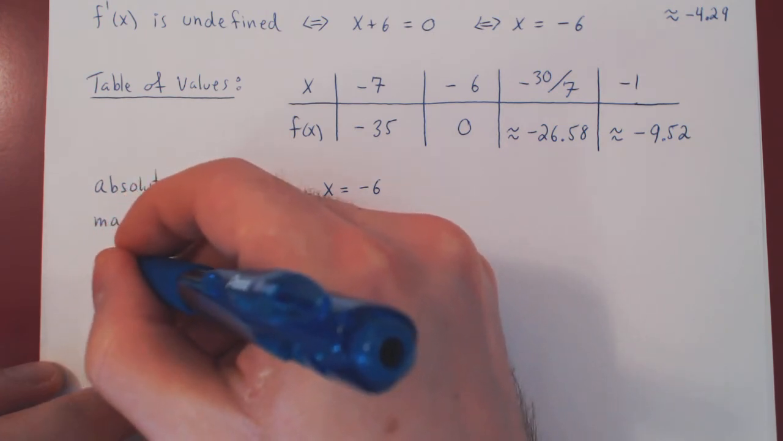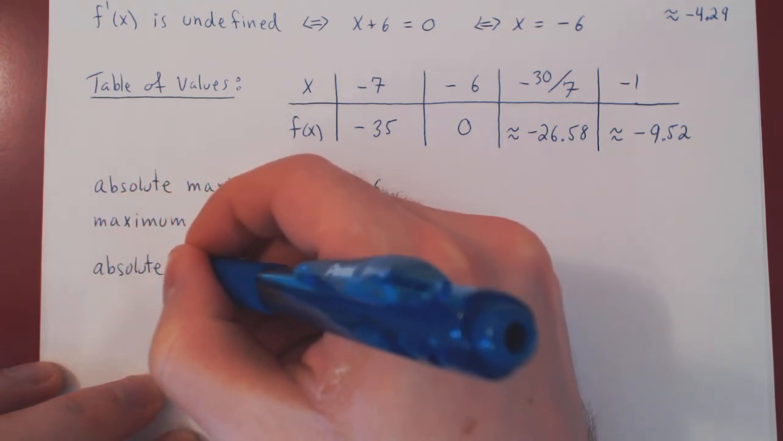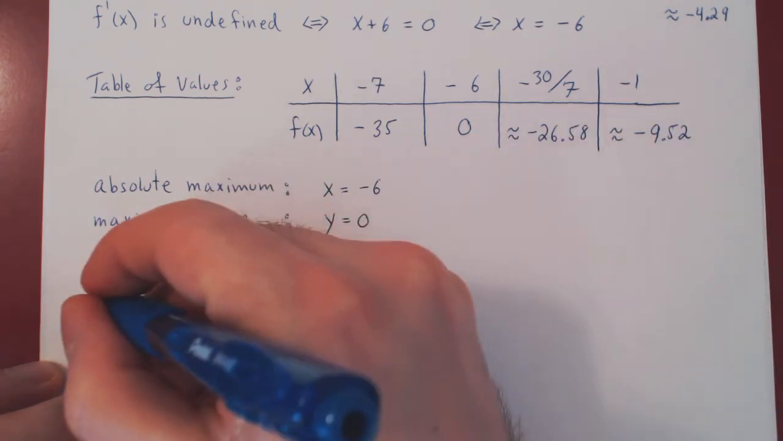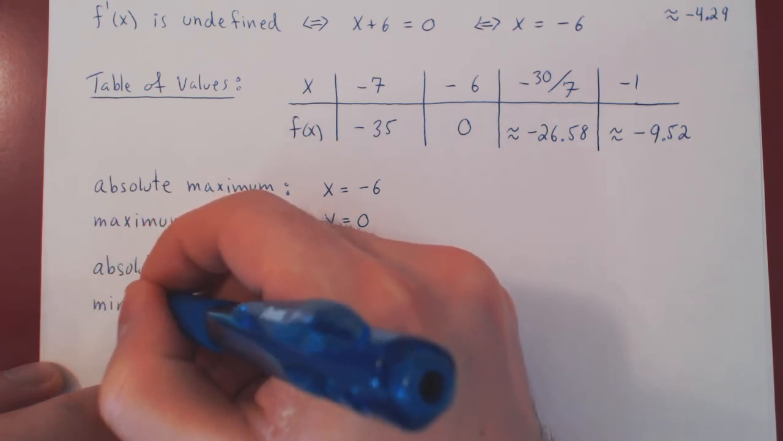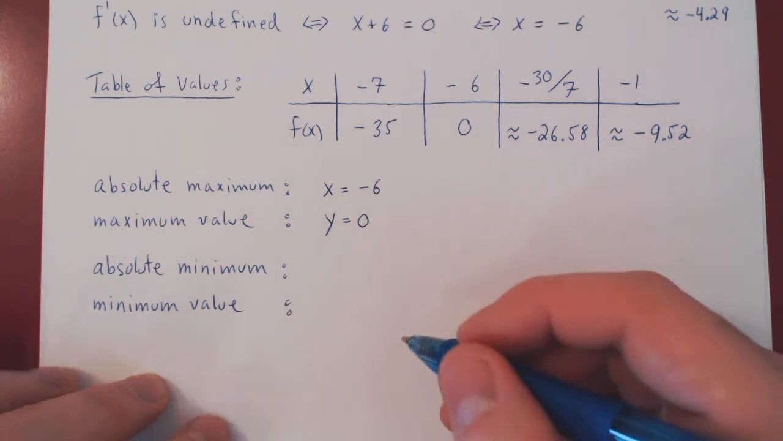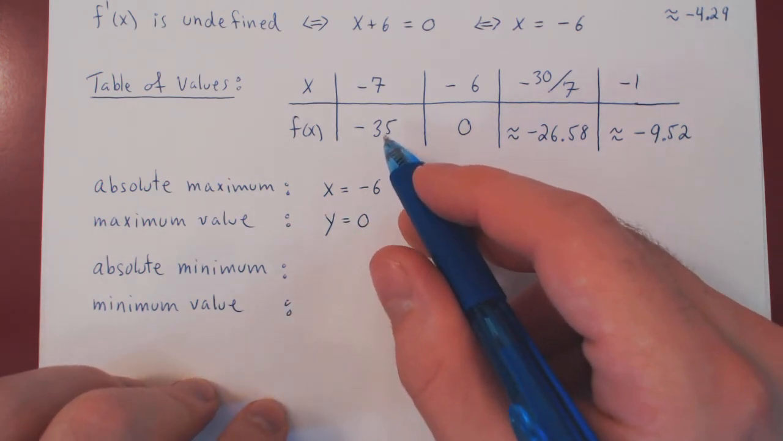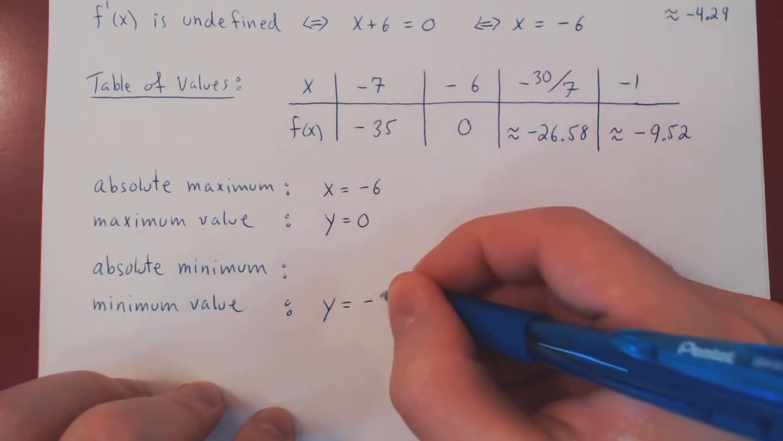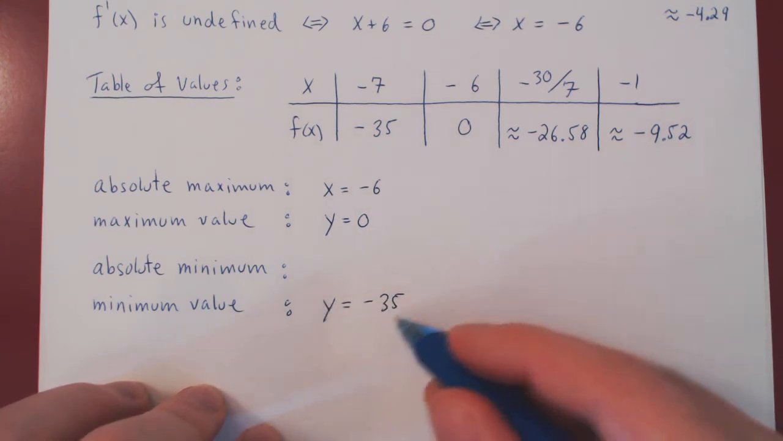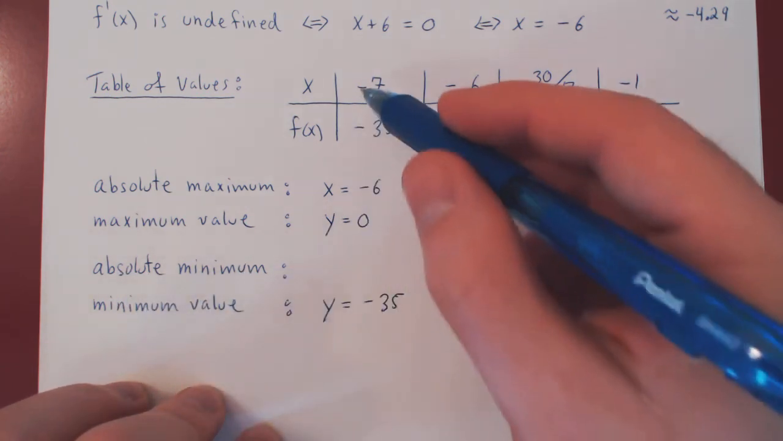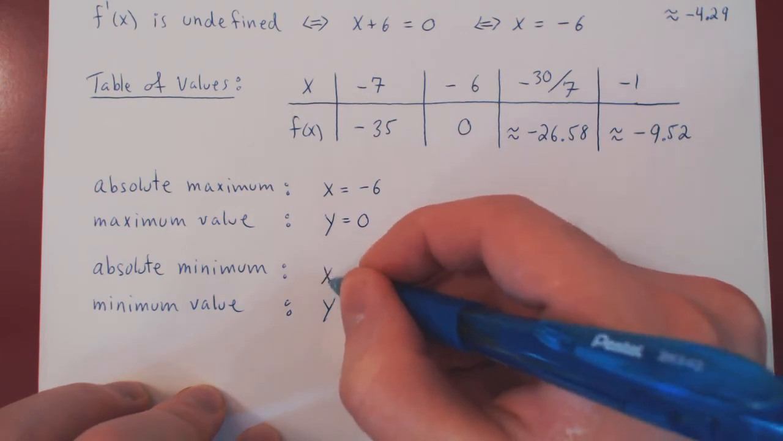What about our absolute minimum, and of course the corresponding minimum value? Well, the smallest value is negative 35. So this is our minimum value for the function. And where this minimum value of y occurs, we'll get our absolute minimum, which is the x value, negative 7.